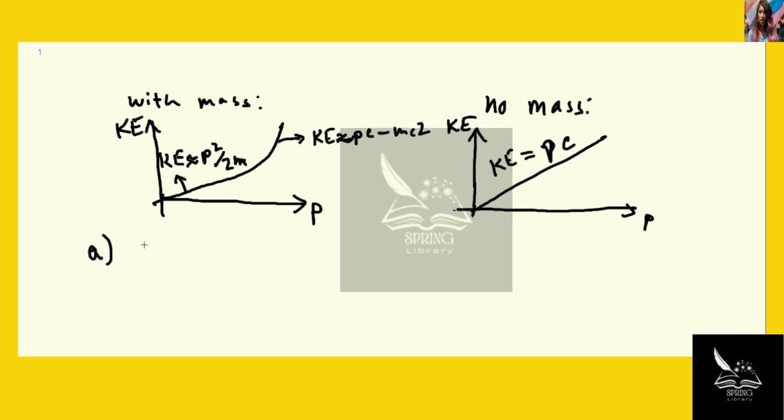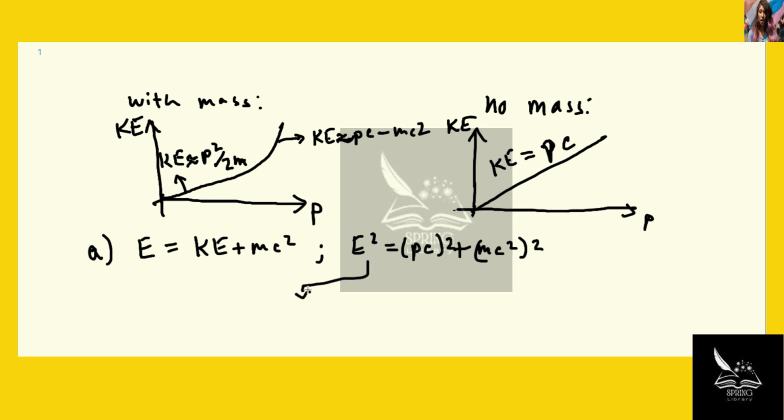So starting off with a particle with mass, you have two energy equations we're going to use. They're both equivalent. First is that total energy equals kinetic energy plus rest mass energy, E = KE + mc². And the other is that E², the same total energy, equals (pc)², the momentum energy, plus the rest mass energy (mc²) whole squared.